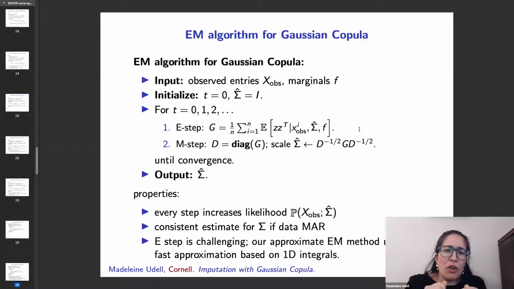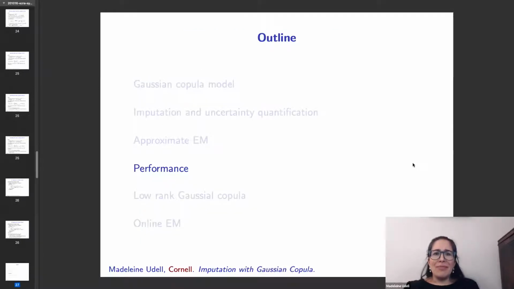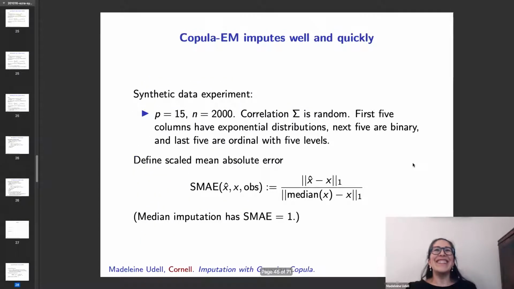You're computing the expectation of something with a Gaussian density, but over a truncated product of intervals. So our approximate method uses a fast approximation that is based on one-dimensional integrals. We're only doing one truncated Gaussian integral at a time, a one-dimensional one. Okay, how well does it work? First let me show you that it computes well and it computes quickly.